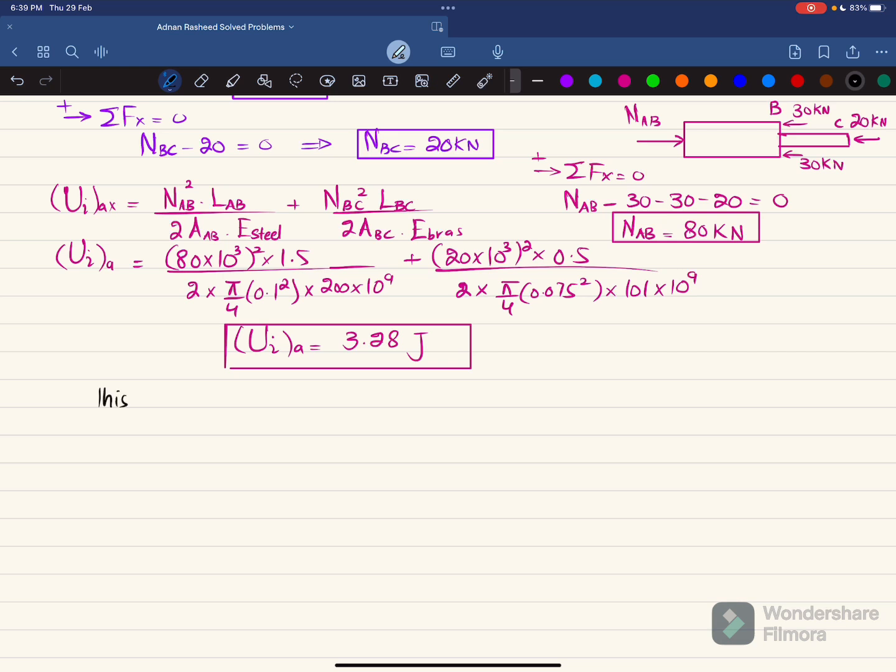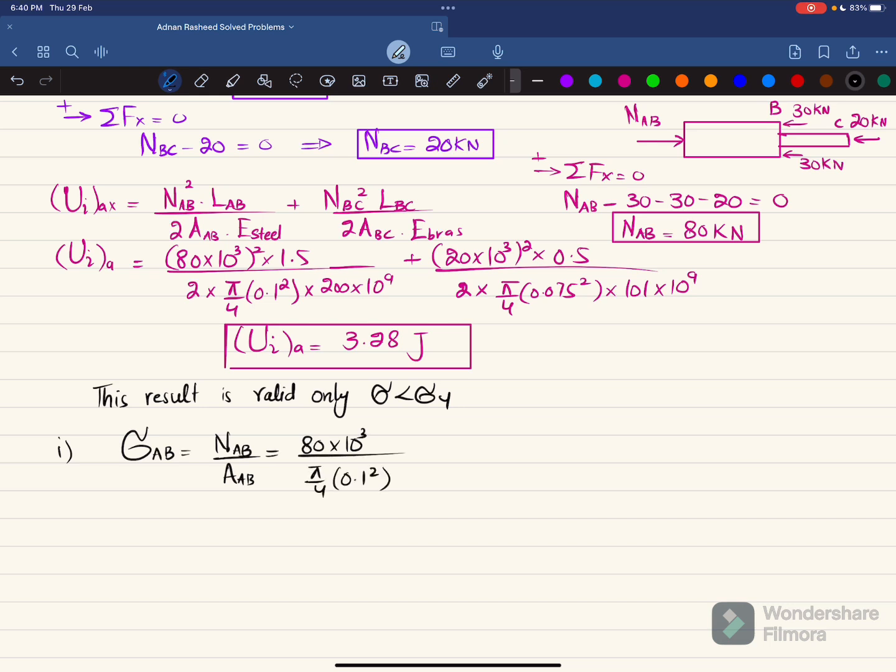But we will check it again. This result will be valid only when your stress is less than the yield stress. So first we will find stress in AB, which is equal to NAB divided by area of AB. NAB is 80 kilonewtons, so 80 into 10 raised to power 3, and area is pi by 4 into 0.1 square. Clear? When you calculate it, you will get 10.19 into 10 raised to power 6 Pascal, or 10.19 megapascal. Now you can see that stress in AB is less than the yield stress of this steel.